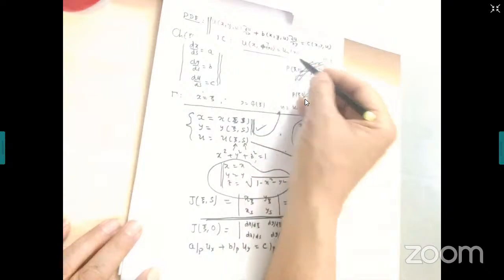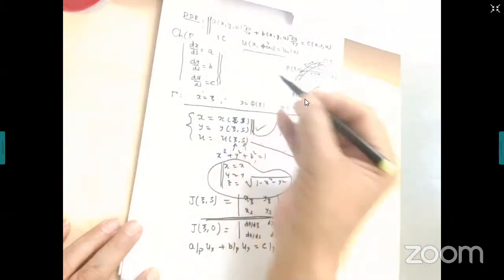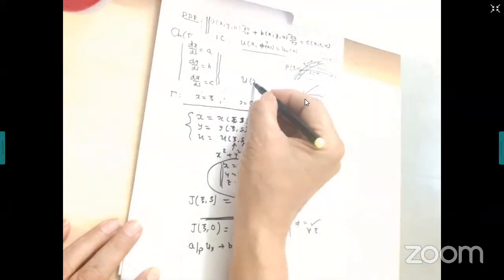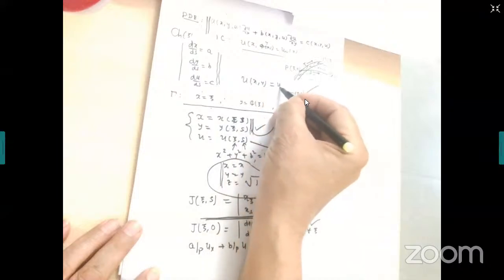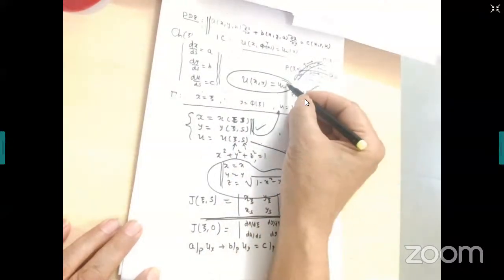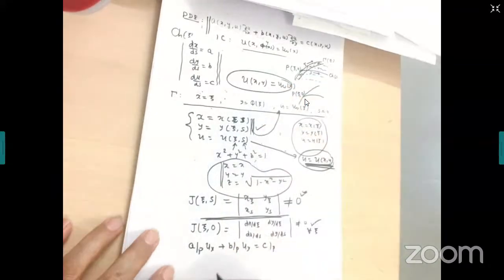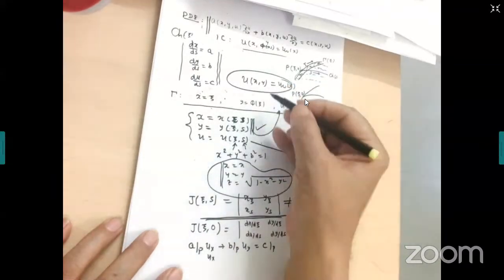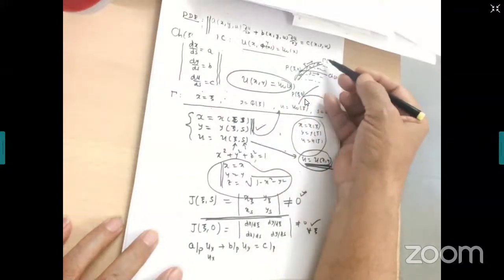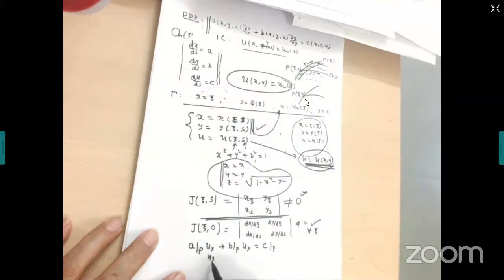Similarly, if the initial condition is given that U(x, y) is equal to U0, which is a function of x, what does it give you? This will give me Ux, if I evaluate it on the characteristic gamma, dU by dx times dx by d xi.